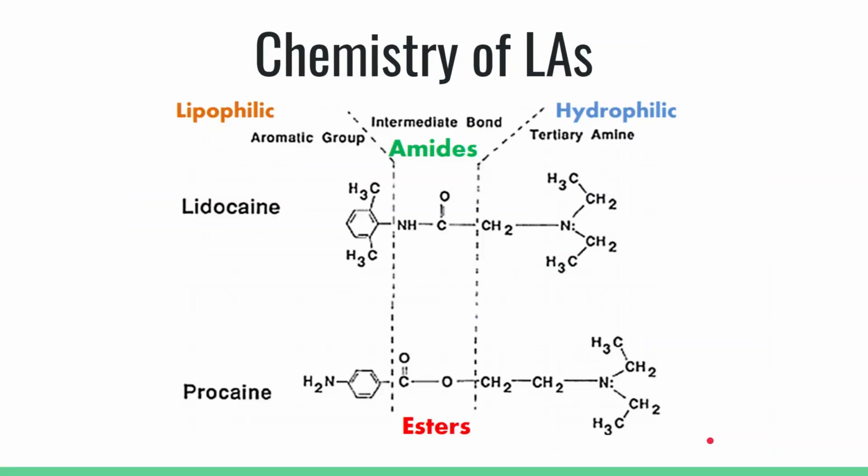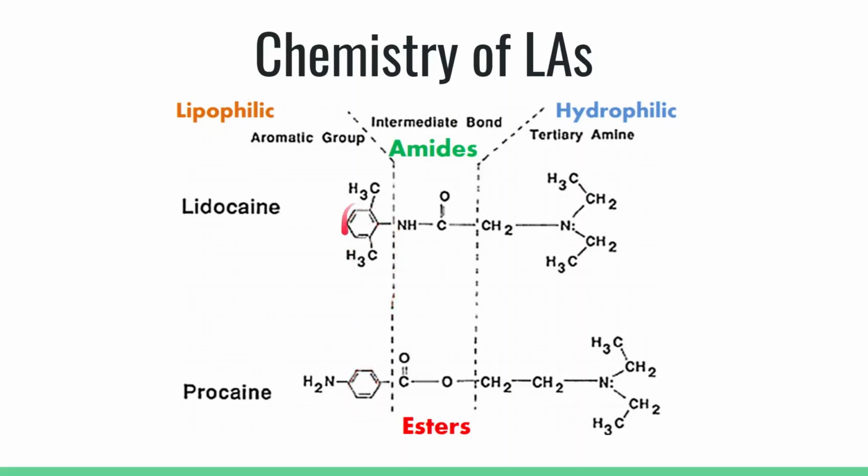So let's talk about the chemistry of local anesthetics. You have to understand that most local anesthetics have this general chemical structure. Okay, let's examine. First of all, they have a lipophilic group, meaning a lipid soluble group. This lipid soluble group is typically aromatic. What does aromatic mean? It means it has a benzene ring. Do you see this benzene ring? This is another benzene ring.